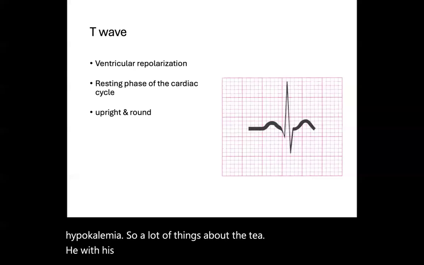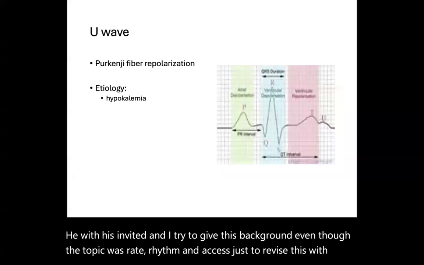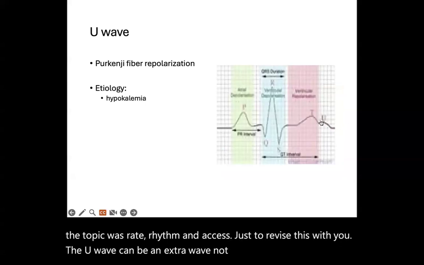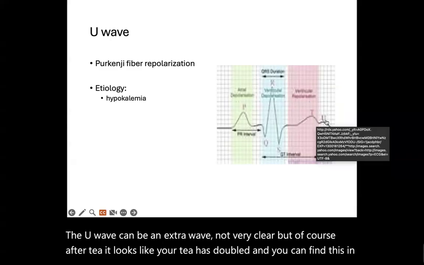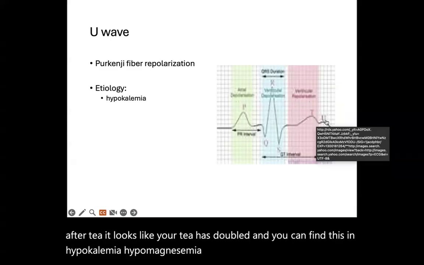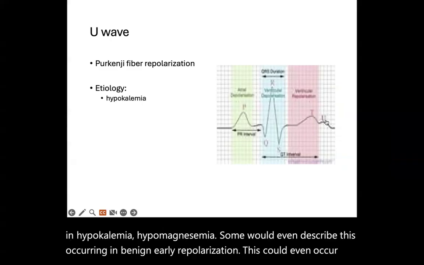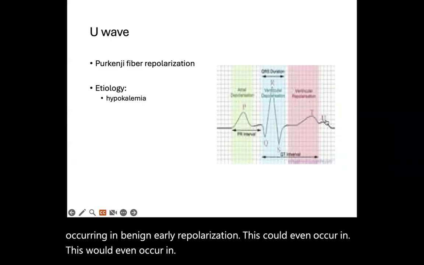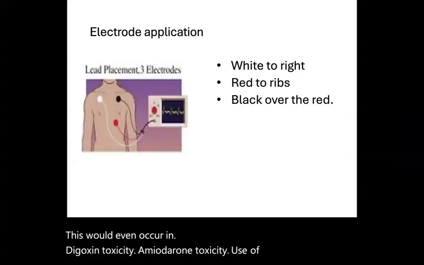I try to give this background, even though the topic was rate, rhythm, and axis, just to revise this with you. The U wave can be an extra wave, not very clear, but it occurs after the T. It looks like your T has doubled. You can find this in hypokalemia and hypomagnesemia. Some would even describe this occurring in benign early repolarization. This would even occur in digoxin toxicity, amiodarone toxicity, and use of sotalol. So it's good to keep in mind.